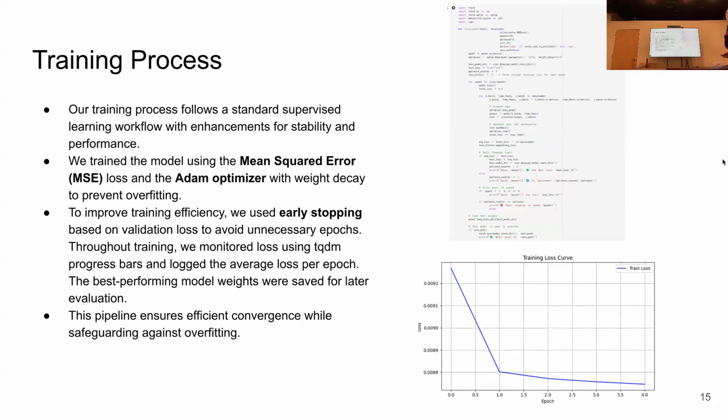And for our training process, we follow a standard supervised learning workflow. We train the model using the mean squared error loss and the Adam optimizer with weight decay to prevent overfitting. And also to improve the training efficiency, we use early stopping based on validation loss. This pipeline ensures efficient convergence while safeguarding against overfitting.